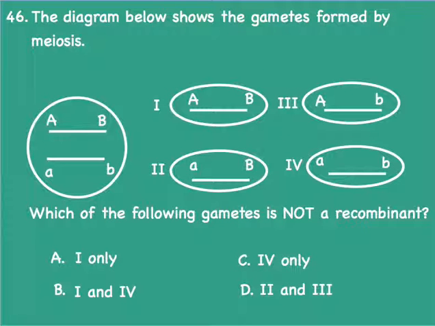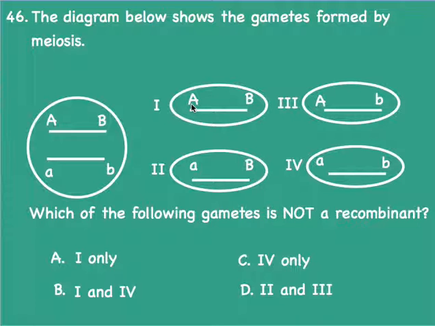The diagram below shows the gametes formed in meiosis. Which of the following is not a recombinant? Recombination will occur when crossing over allows this big A to combine with this little b. So a gamete, like this one, would be a recombinant, and so would be a gamete like this one.